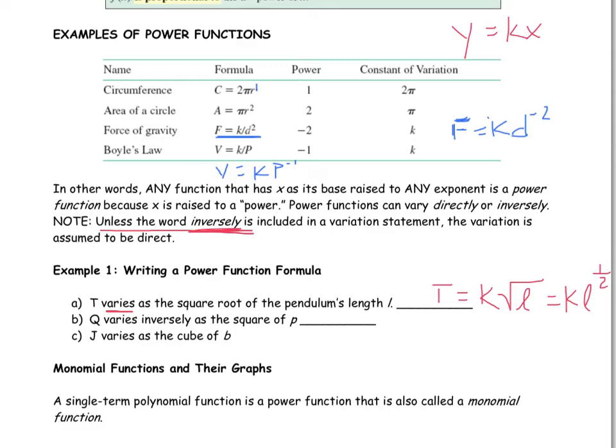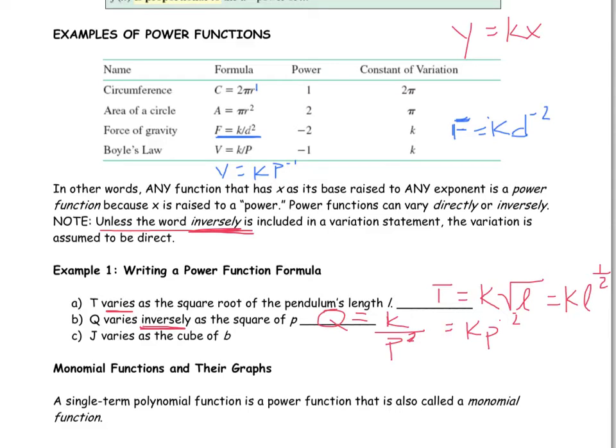Alright, with example B, it says Q varies inversely as the square of P. So now this, because it has the word inverse, I'm going to divide my constant by my variable. So Q varies inversely as the square of P. So I'm going to take P and square it. Or I can write it as K times P to the -2 power. Okay, inverse means I'm going to take my constant and divide it by my variable.